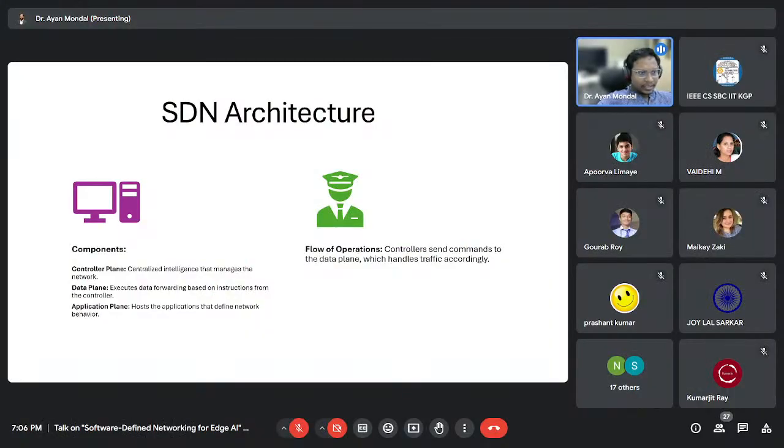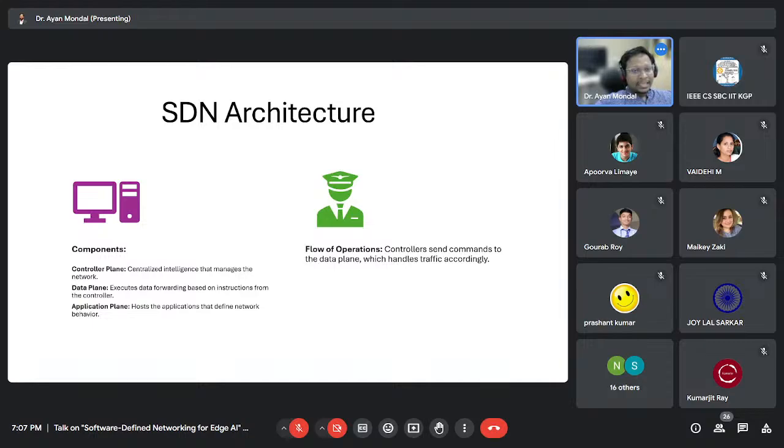In the case of SDN architecture, there are mostly three planes we talk about. We don't talk about the eastbound and westbound APIs. There is the control plane, which is a centralized intelligence platform, the brain of the network; the data plane, which executes whatever instructions are given by the control plane; and the application plane, which is basically the applications running over the network.